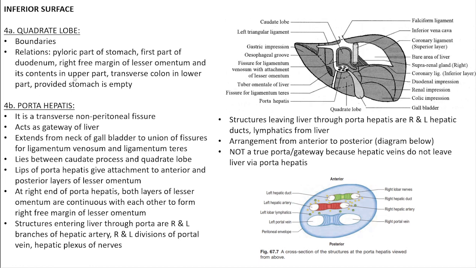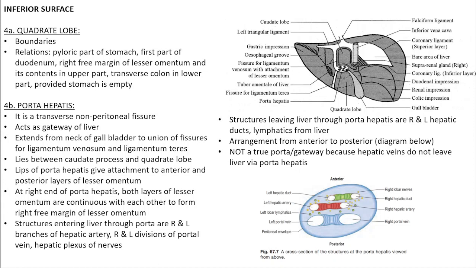Then we come to the quadrate lobe. So, the quadrate lobe is this part, this quadrilateral shaped lobe. What are its boundaries? On the left side, the fissure for ligamentum teres. On the right side, there is the cystic fossa. Above it, there is the porta hepatis, and below is the inferior margin of the liver.